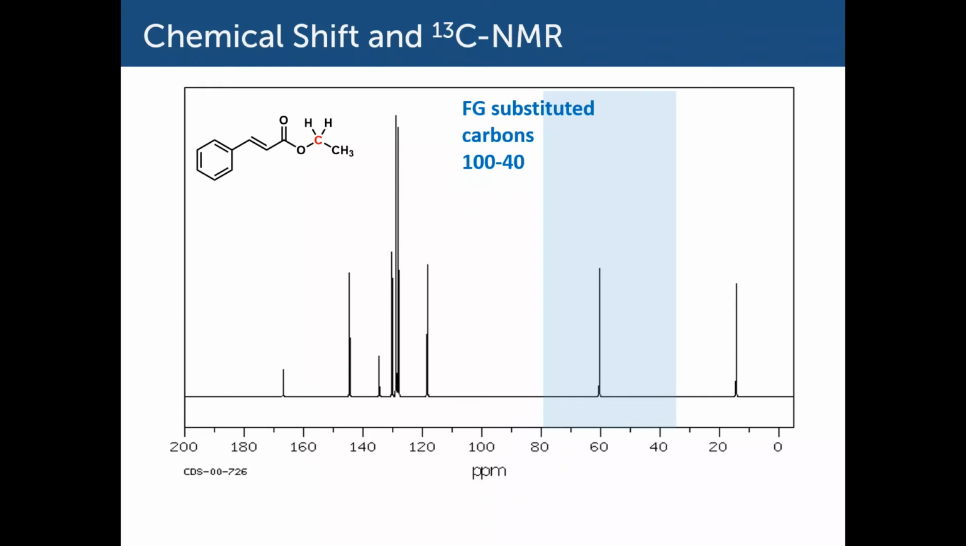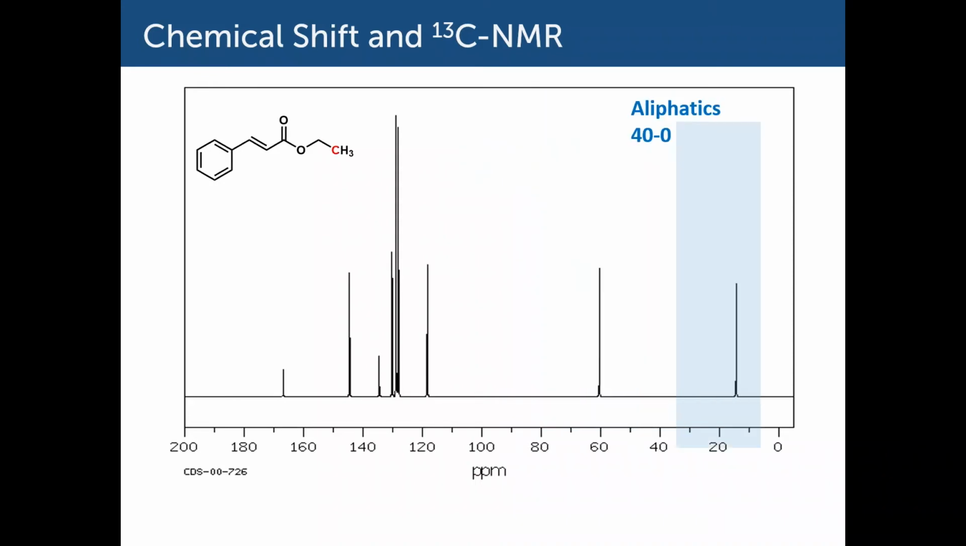So depending on the number of these withdrawing groups and the electronegativities of those atoms, you can be within this kind of large range for carbon NMR. But what's helpful here is that we can distinguish carbons that are attached to these kinds of atoms from carbons that are not. So carbons that are simple alkanes, really not attached to anything other than carbons and hydrogens, you're somewhere between about 40 and 0 ppm.